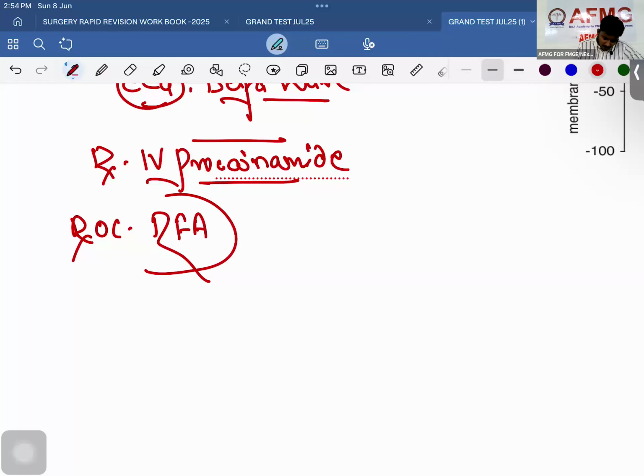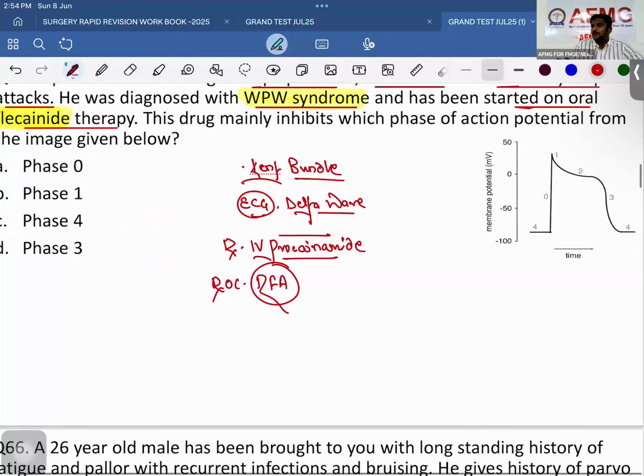Radio frequency ablation. So the abnormal bundle, beta, you have to definitely ablate that bundle with the help of radio frequency ablation. That is what is important to be remembered.